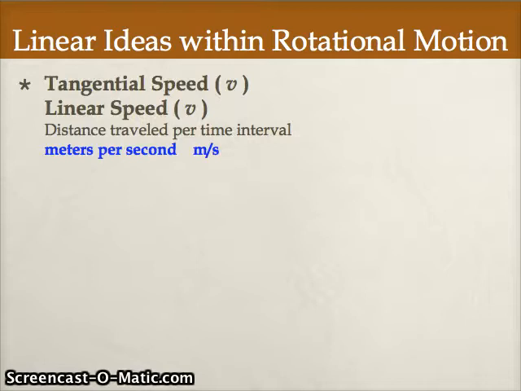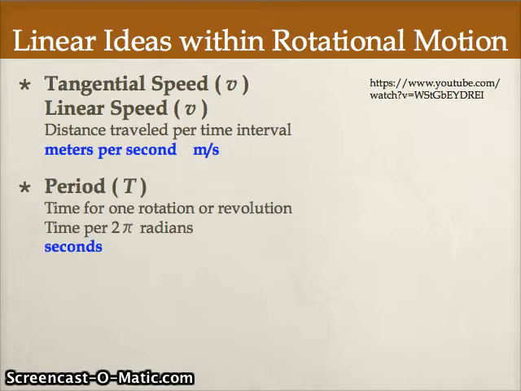So the tangential speed, or linear speed, is talking about the distance that a particular point travels per time interval. And that is just a speed like we talked about before, so we will use v to represent it. It'll be measured in meters per second, and to calculate this, we'll be thinking about how far that particular point travels in a certain amount of time.